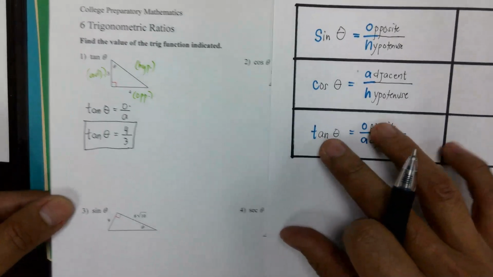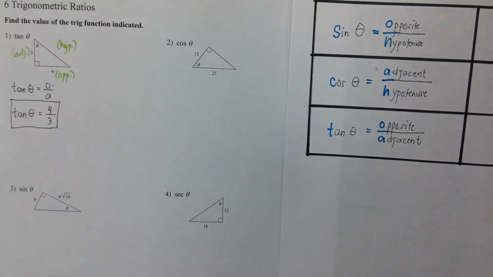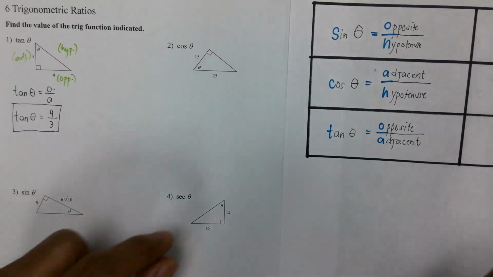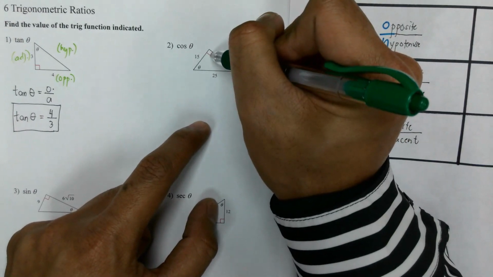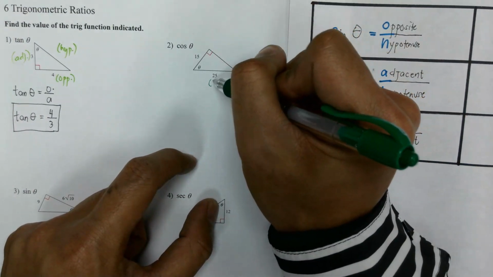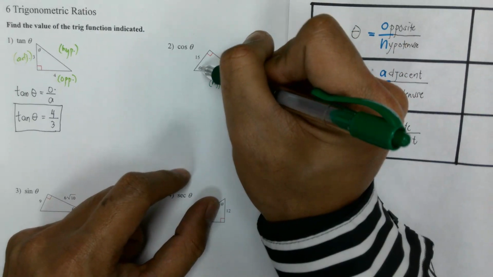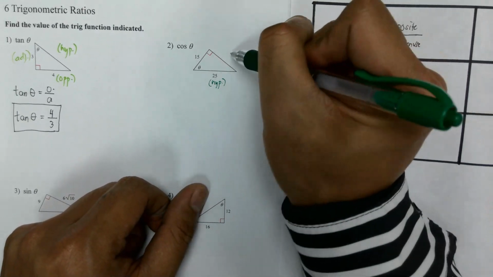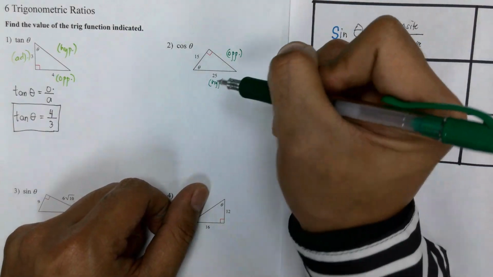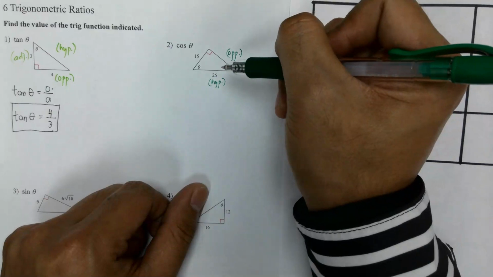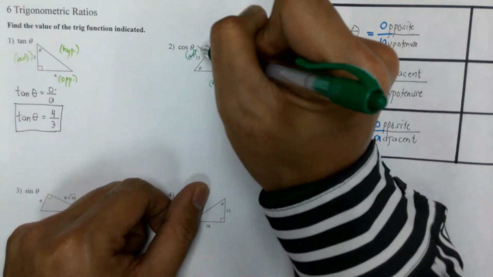Now let's try it with the second triangle. Let's label it again. Right across this symbol would be our hypotenuse. Right across the theta symbol would be our opposite. And then the remaining side would be our adjacent.